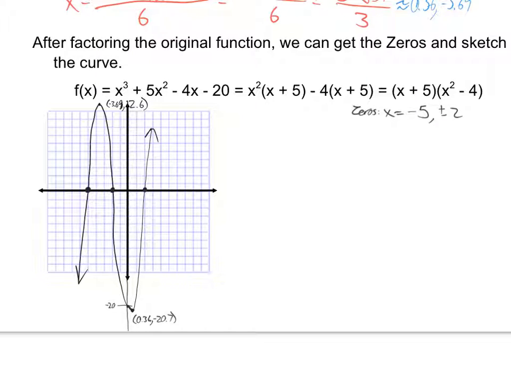Where did you get the... Oh, on the x-axis, it's the plus 2, the minus 2, and the minus 5 is what you got. Yeah, those were our zeros.